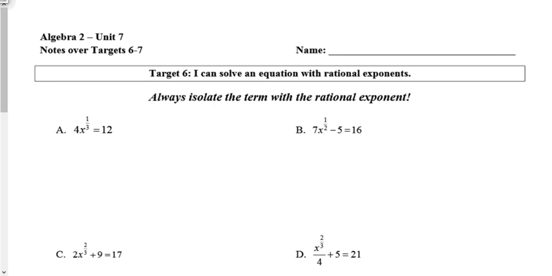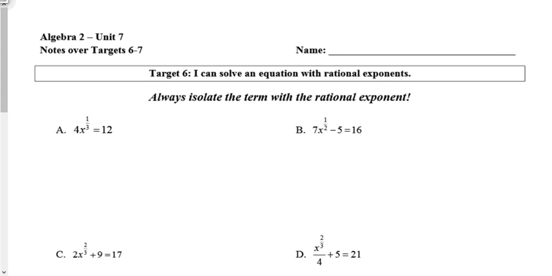All right, here we have the targets 6 and 7 notes. We'll start with target 6. And target 6 says, I can solve an equation with rational exponents. Kind of similar to the lesson we did over solving equations with radicals, how we isolated the radical and then we took both sides to the power that would cancel out that radical. So it's going to be very similar to that.